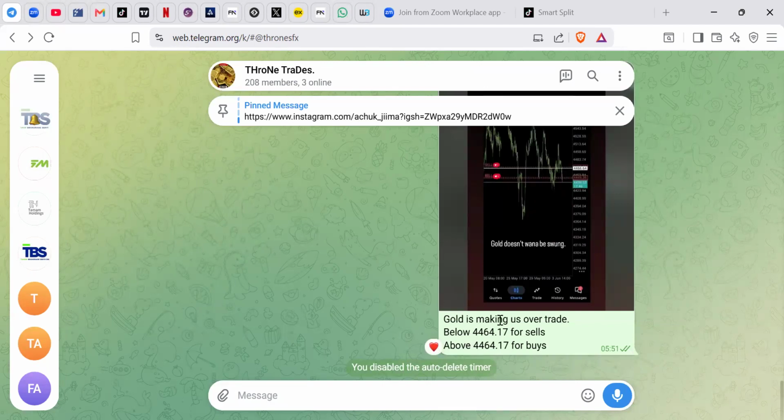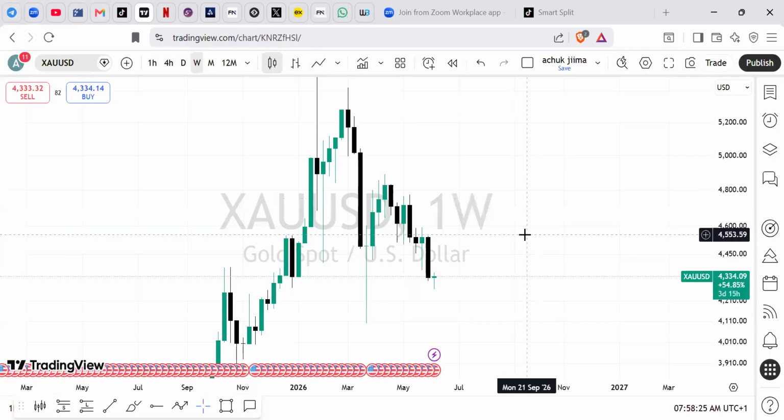I was like, gold is making us overtrade because it was not clear the direction in which it wanted to go. It could go up and then come down. And we're looking for sales below 4464 and then buys above 4464. So anyway, that week is done. Let's just focus on this week.